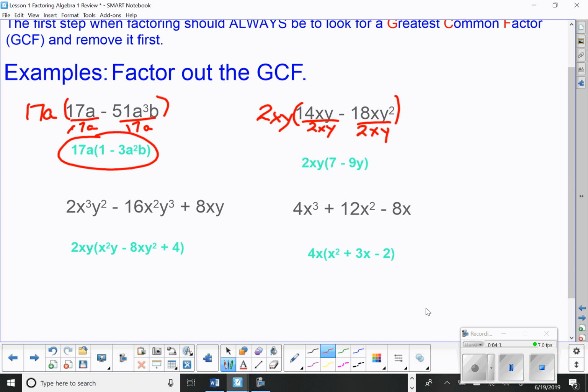Okay, notice at this point, I am not in any way, shape, or form asking you to do anything more than just greatest common factor. Okay, so greatest common factor, it is the number and variable or variables that come out. Always, this should always be the first step.